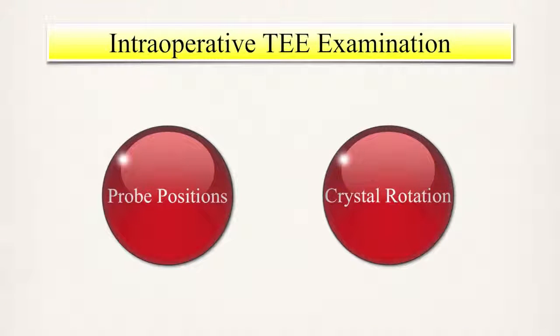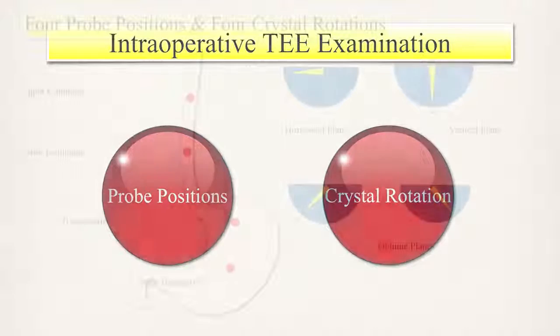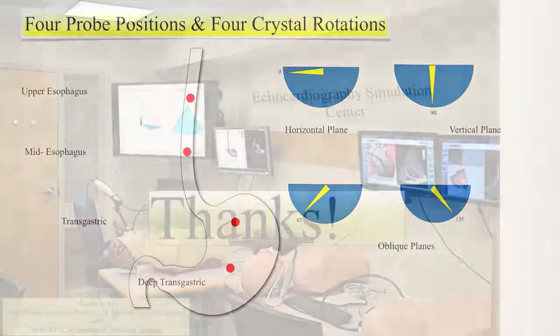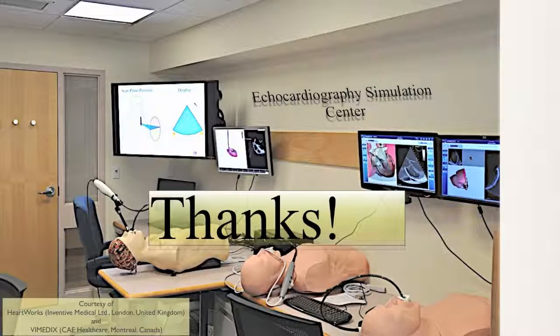In summary, the intraoperative TEE exam is conducted through careful combination of probe positions and crystal rotations. Remember the 4 cardinal probe positions and the typical crystal rotations, and employ them in combination to achieve a comprehensive echocardiographic exam. While daunting at first, with practice in the simulator lab and OR, you will soon become an expert in this valuable imaging modality.